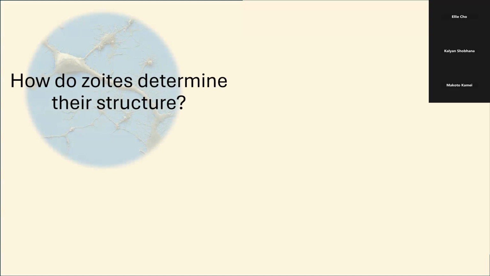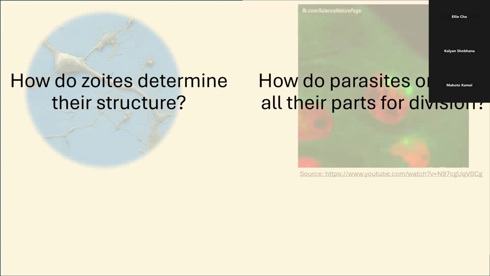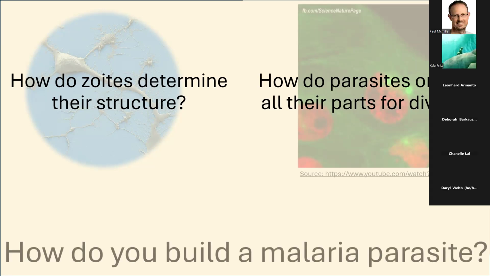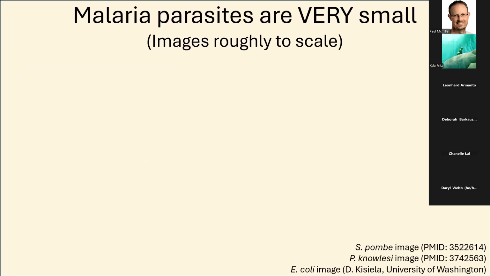So firstly, how do zoites determine the structure that they need to invade cells? How do parasites get ready for division, especially considering that they're making tens to thousands at the same time? And both of these are bridged by the very broad question that I often think about overall: how do you build a malaria parasite? And so I'll start off by explaining why this is challenging.